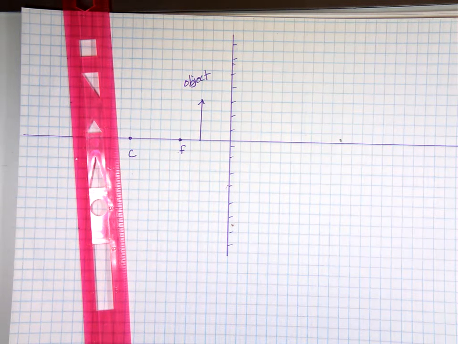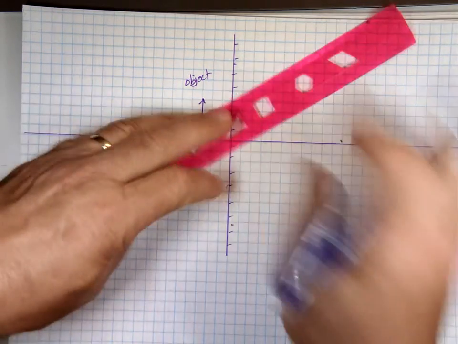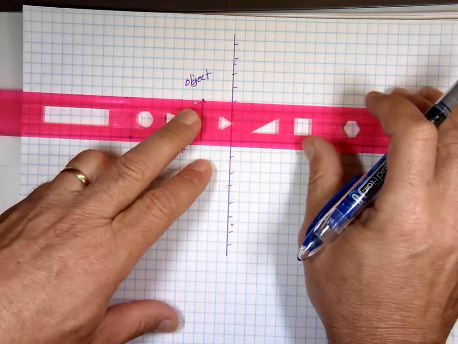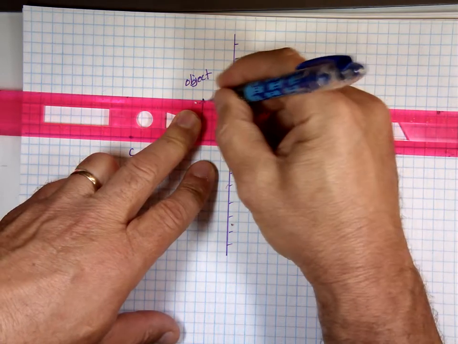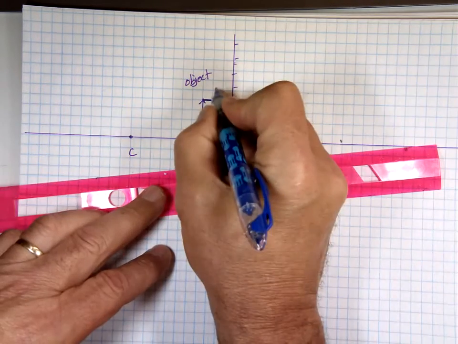Color coding again, I forgot. The P ray is the blue, parallel. Notice this is the blue, the parallel. It is going to come out through the focal point.